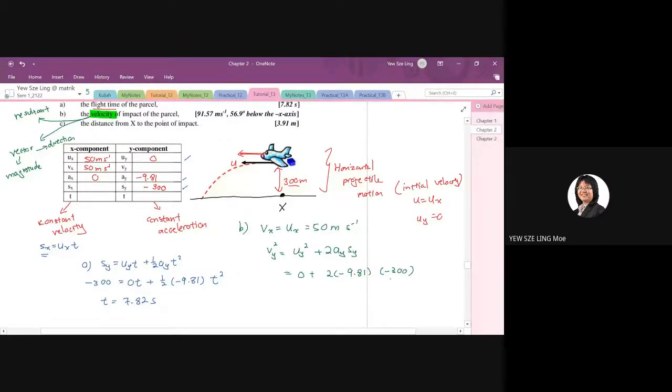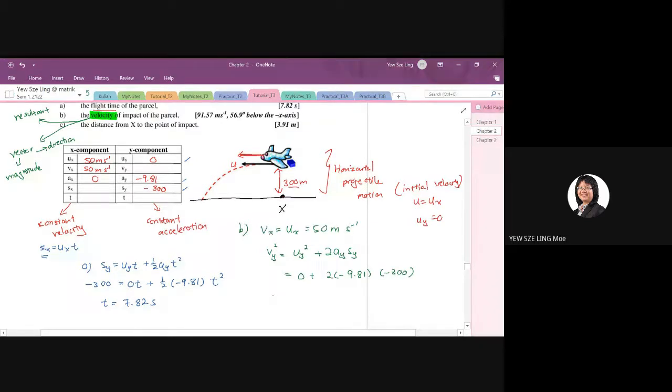Without a negative sign, 1 mark will be deducted. And actually, without the negative sign, you wouldn't be able to find the final answer. Why? Because if you have negative 9.81 and positive 300, then you will get a negative value on the right-hand side. And when you square root it, you are going to get a math error, because if you square root a negative value, it will become an imaginary number. So it cannot be calculated. Therefore, you must include the negative sign. Again, negative 300. Without negative 300, 1 mark will be deducted.